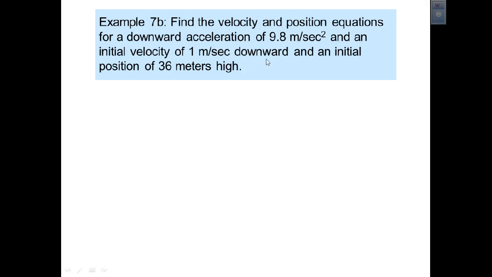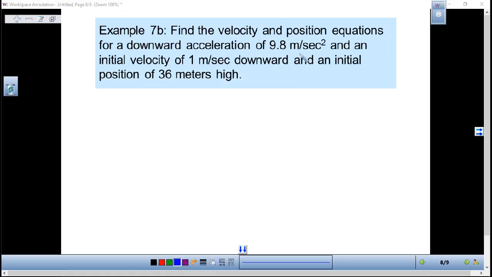All right, so let's do an example with that. For example, find the velocity and position equations for a downward acceleration of 9.8 meters per second squared and an initial velocity of 1 meter per second downward and an initial position of 36 meters high. Okay, I know you're looking at that and saying, there's so much stuff thrown at me right there. Here's what you've got to understand.